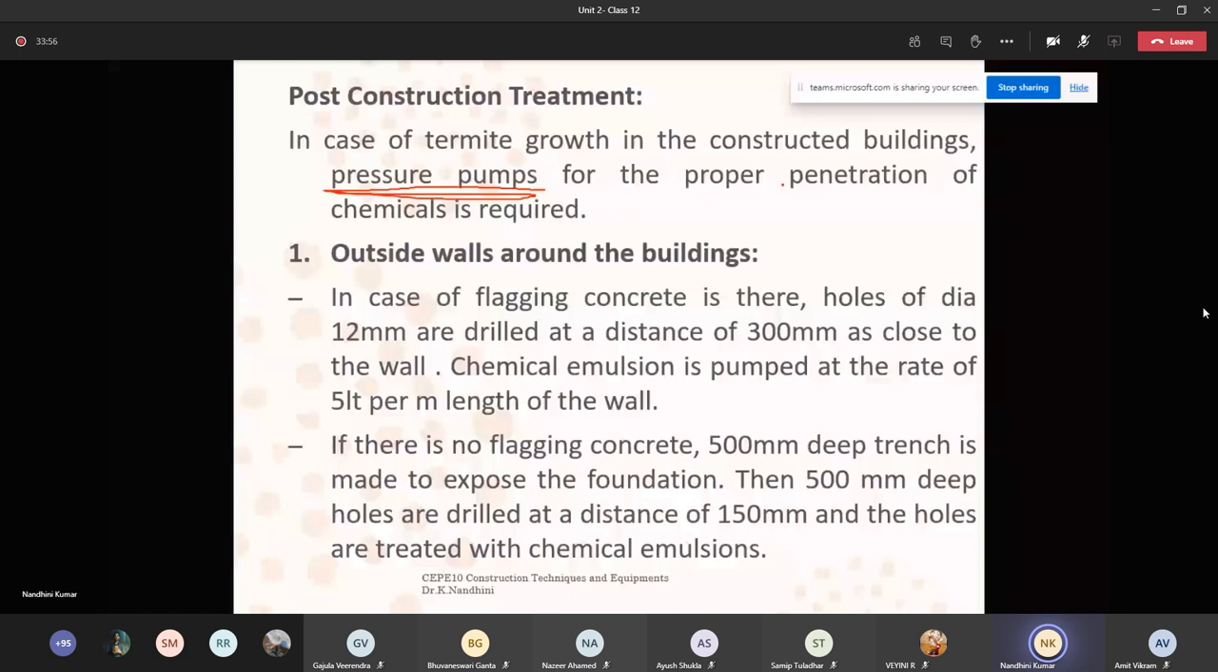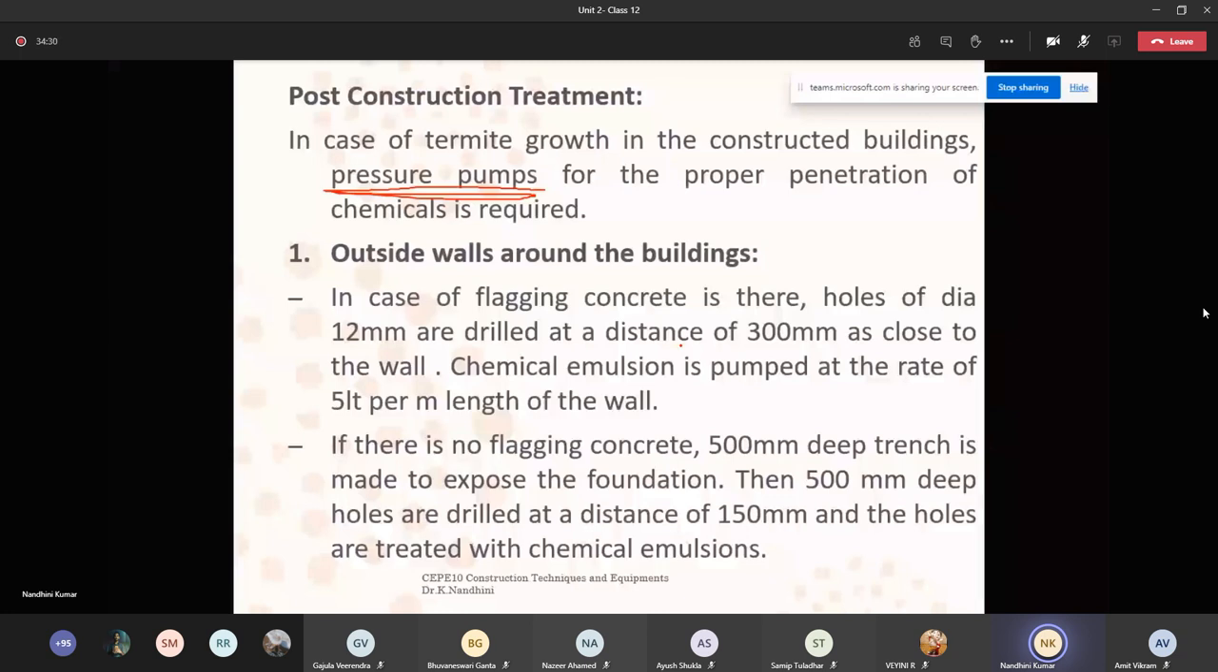Outside walls around the building. In case flagging concrete is there, holes of 12 mm dia are drilled at a distance. Here, flagging concrete is nothing but, don't think it is a special type of concrete. It's not a special type of concrete. It is concrete that has started getting weakened, or the structure has started deteriorating due to this termite attack. Flagging is nothing but losing its strength, losing its original structure.